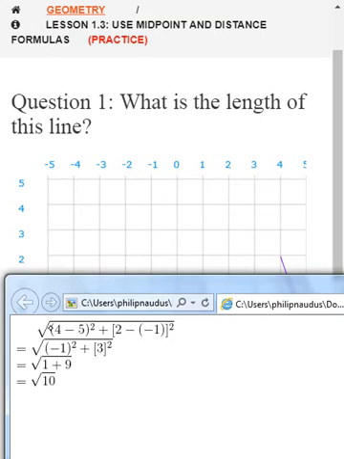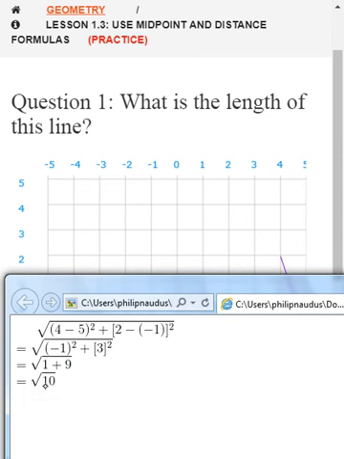All right, 4 minus 5 is -1. 2 minus -1, these two minuses turn into positives, is actually 2 plus 1, that's a 3. -1 squared is 1, 3 squared is 9, 1 plus 9 is 10. My answer is the square root of 10.